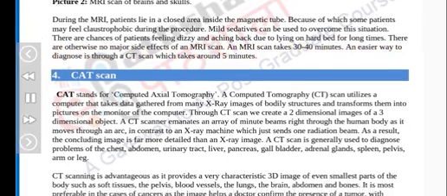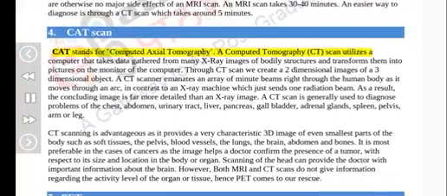4. CAT scan. CAT stands for Computed Axial Tomography. A computed tomography (CT) scan utilizes a computer that takes data gathered from many X-ray images of bodily structures and transforms them into pictures on the monitor of the computer. Through a CT scan we create two-dimensional images of a three-dimensional object.